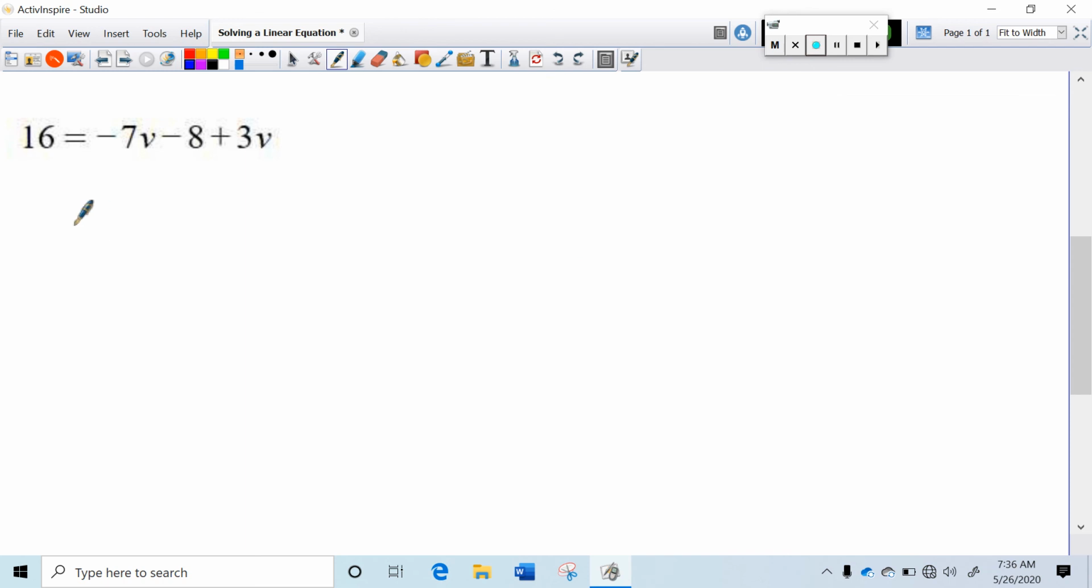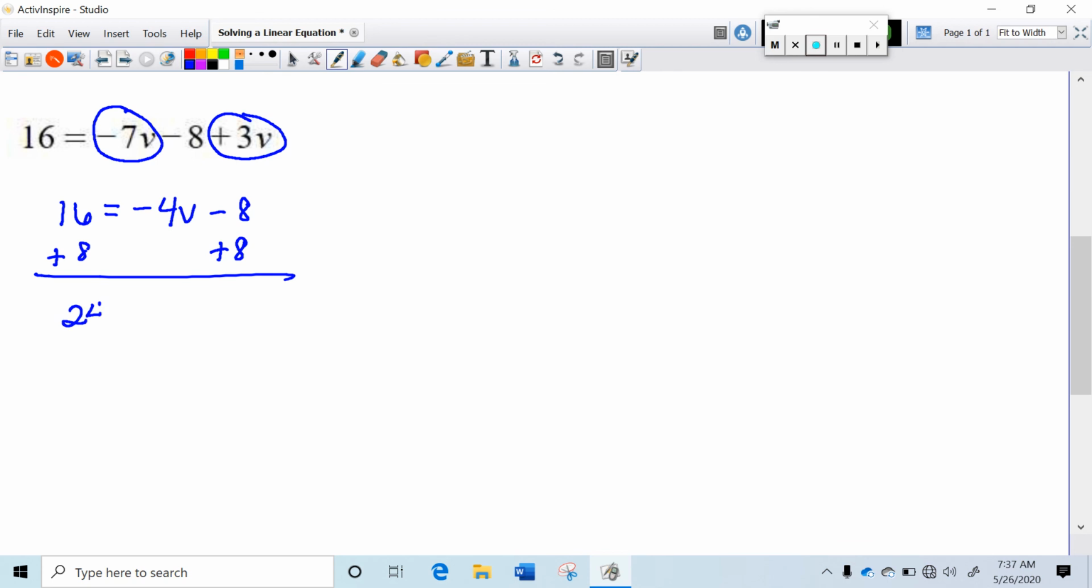So on the next one, in front of the equal sign, we just have a 16 equals, okay, let's put our v's together. I've got negative 7, and then I have positive 3. So that's a negative 4v, and then bring down the negative 8. So the first thing we have to do is add 8, because it's the opposite of subtracting 8. So 24 equals negative 4v.